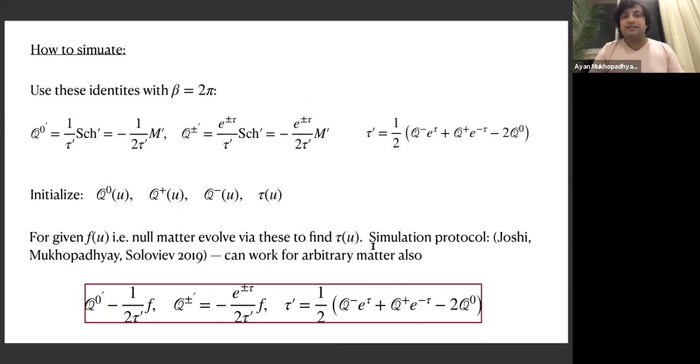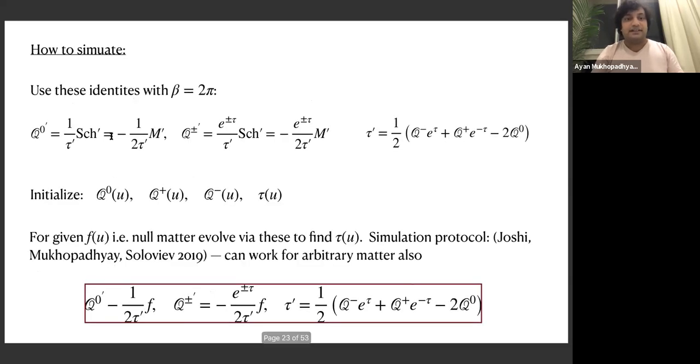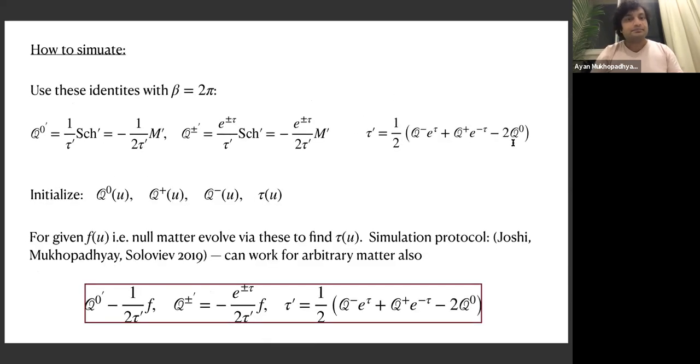So now, how to simulate the system? First of all, we should note that if I take time derivatives of these SL2R charges, they turn out to be exactly something proportional to the time derivative of the Schwarzian. But the Schwarzian is related to the mass. Setting beta equal to 2 pi, we get these identities that one can work out. And also one can eliminate tau prime in favor of some linear combinations of these 3 variables. And this is exactly what we get.